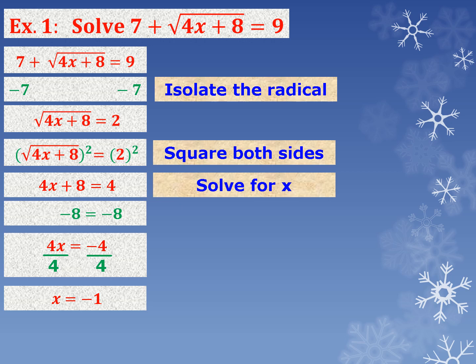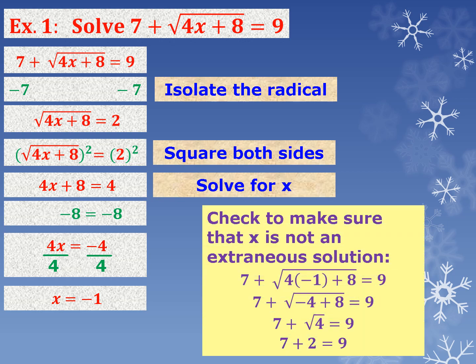Now, before I declare negative 1 the winner, I need to plug it back into the original equation because sometimes when we square stuff, it creates those extraneous solutions, meaning that those are the solutions that we get when we solve the problem, but when we plug them back into the original problem, they don't work. So we always want to check to make sure that our x that we solve for is not an extraneous solution. So 4 times negative 1 is negative 4. Negative 4 plus 8 is 4. Square root of 4 is 2. 2 plus 7 is 9. This time it works. So we can declare that our solution is x equals negative 1.